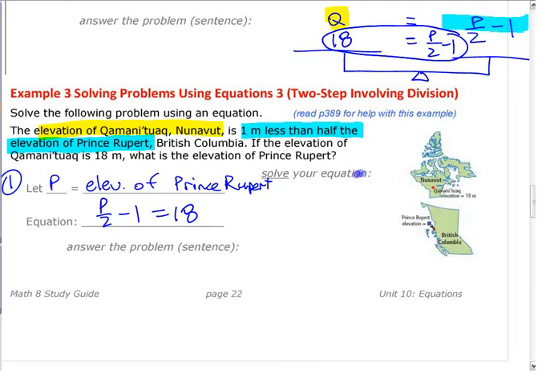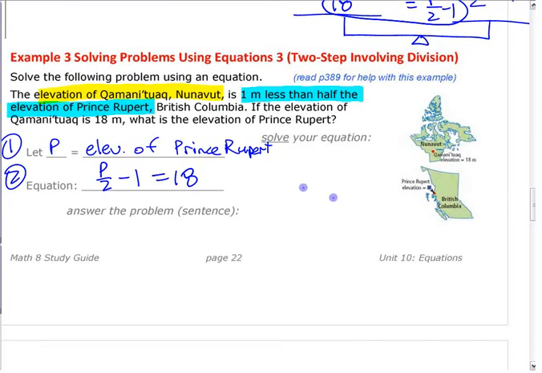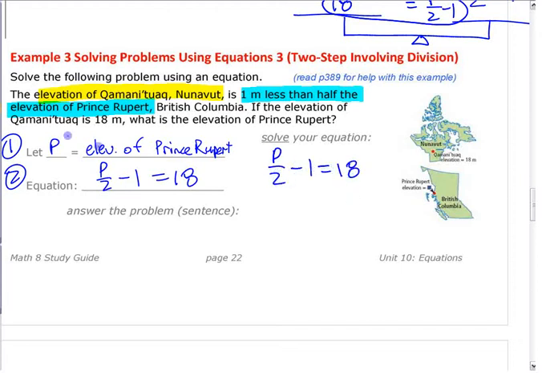So then, that was step 2. That's the hardest part. Step 3 is trying to solve the thing. If we're trying to solve the thing, think about what step you do first. Let's squish that over a bit. Here's our equation. P divided by 2 minus 1 equals 18. If you're going to solve this thing, what's a good first step there? 2 steps. Get rid of that number first.